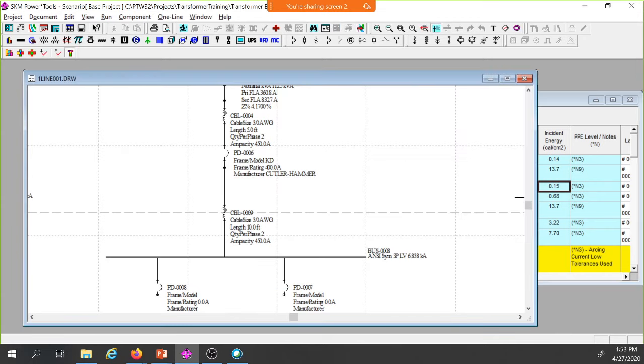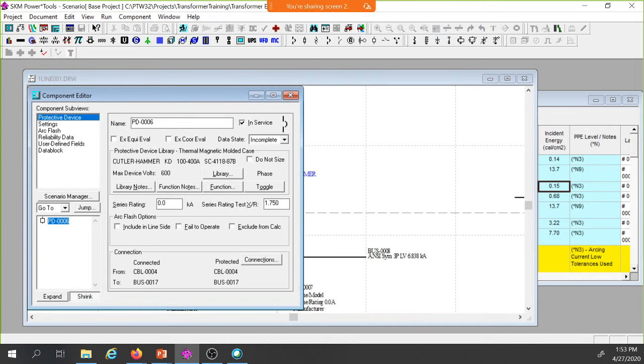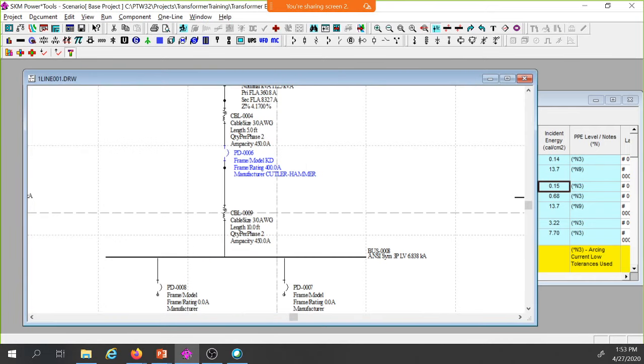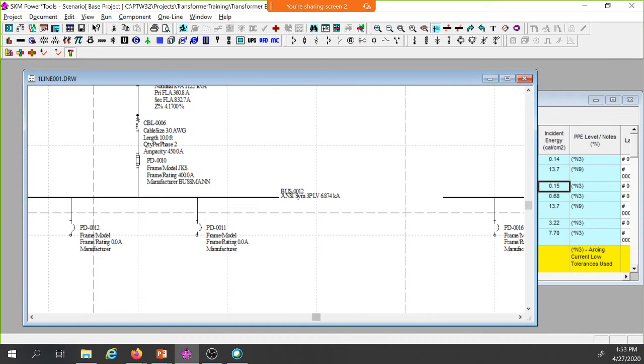And that's a standard thermal magnetic circuit breaker. That's a standard KD breaker. That is not a fancy electronic trip unit device. That is simply moving it from this panel board. You could put a breaker in a box. Just put a fuse in a box. We could change that. Let's do the same thing with the fuse.